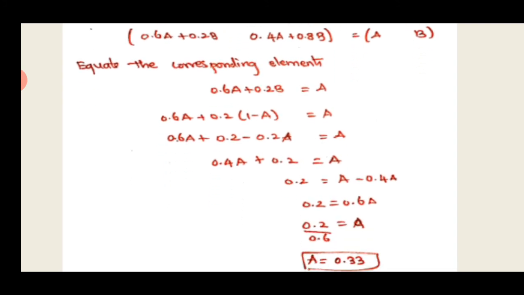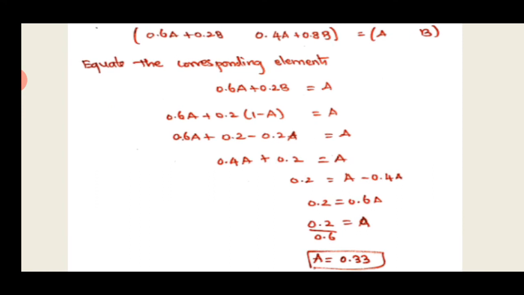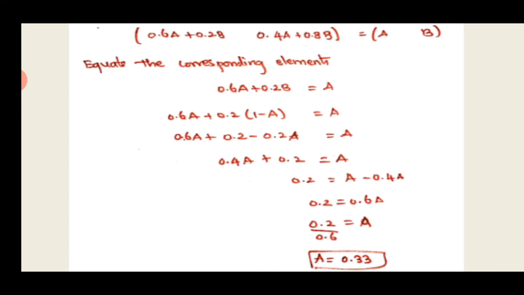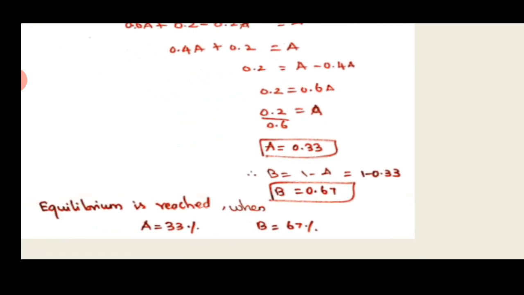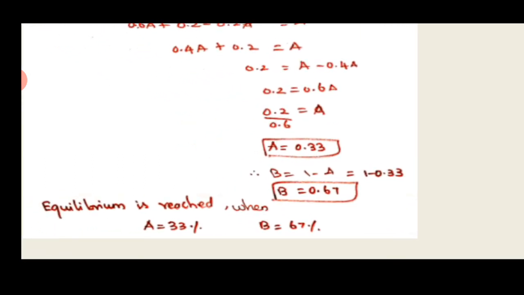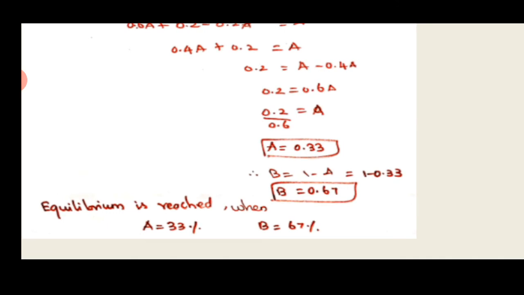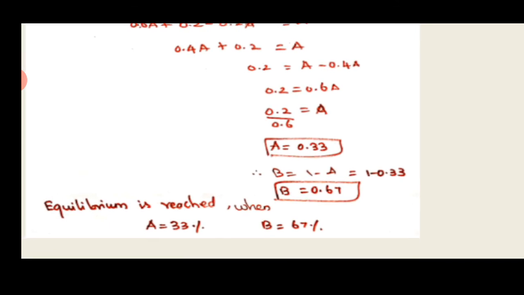So from that we can get A by taking 0.6 to the denominator of 0.2. So 0.2 by 0.6 is equal to A, so A equals 0.33. Once we have A, we can find B. B equals 1 minus A, so 1 minus 0.33 gives 0.67. So equilibrium will be reached when A takes 33% and B takes 67%.